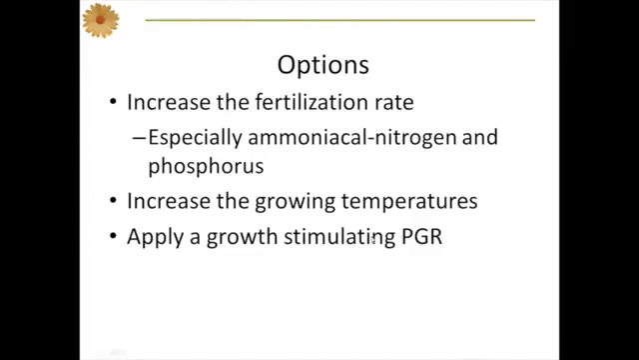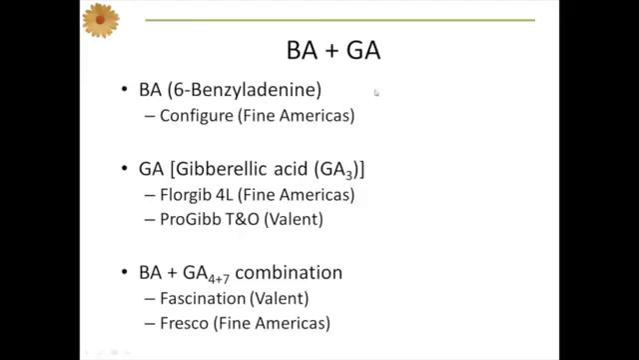If that doesn't work, then you need to look at applying these growth stimulating PGRs. We talked about those before, the benzyladenine or the combinations with the gibberellins. The benzyladenine by itself is not going to do a lot for overcoming the stunting. The gibberellic acid, this again is very, very potent. I've seen it used for enhancing growth due to an overdose, but it's really difficult to work with because it's just so potent. So what we really recommend is the combination of the BA plus the GA4 plus 7.